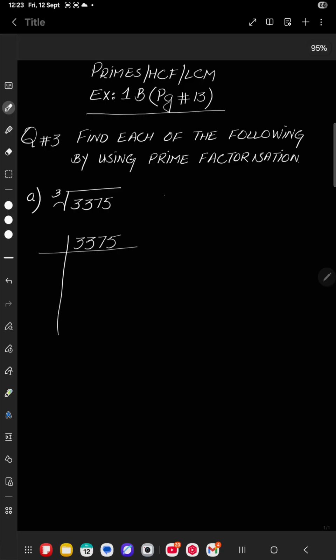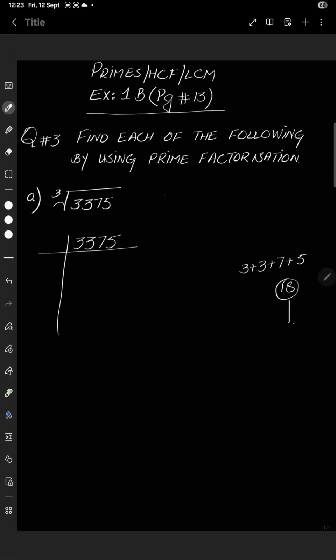To check divisibility by 3, we have to take the sum of all the digits. So 3 plus 3 plus 7 plus 5: 3 and 3 is 6, 6 and 7 is 13, 13 and 5 is 18. So 18 is divisible by 3. This means 3375 will also be divisible by 3. So yes, we can take 3 as a prime number to divide 3375. Let's divide this.